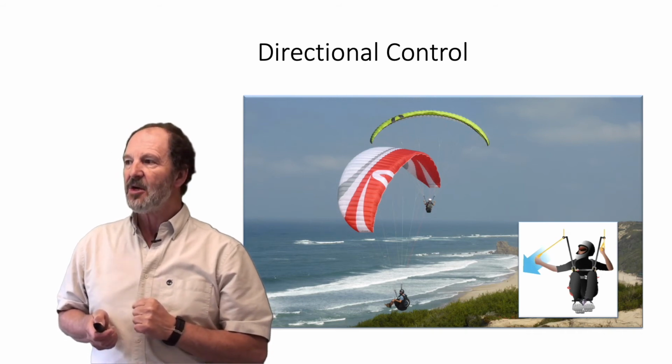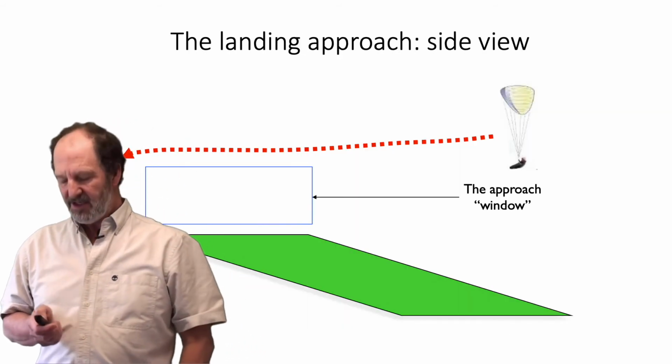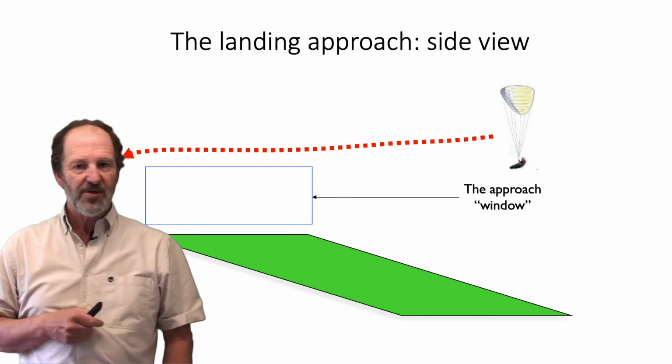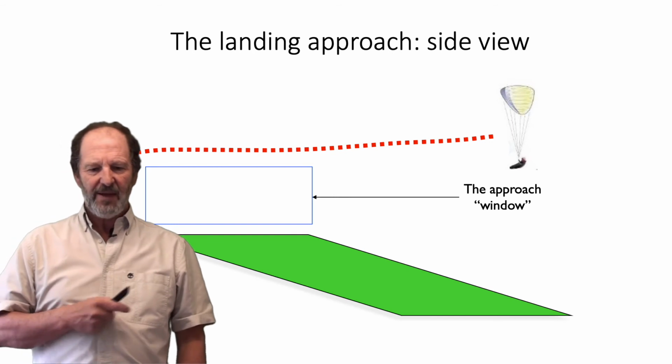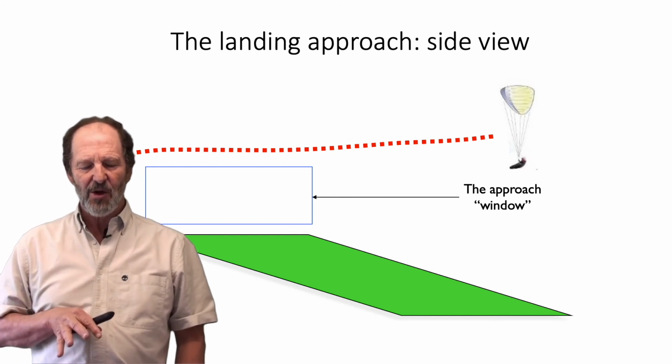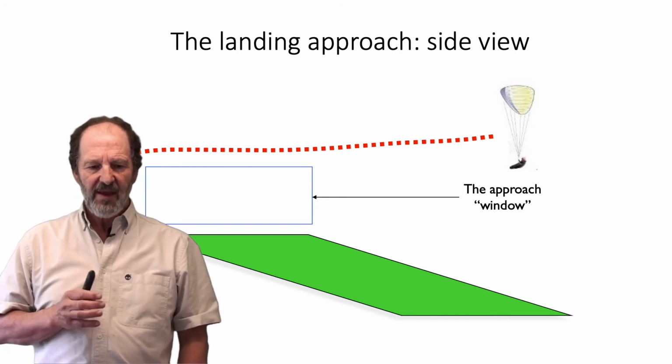Okay, so landing approaches we're looking at now. This diagram here shows the approach window. So what on earth is that? This is just something that a lot of pilots do find helpful.